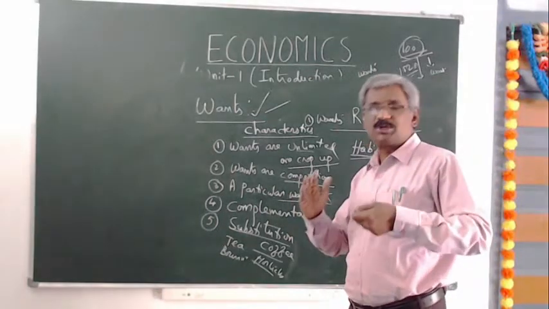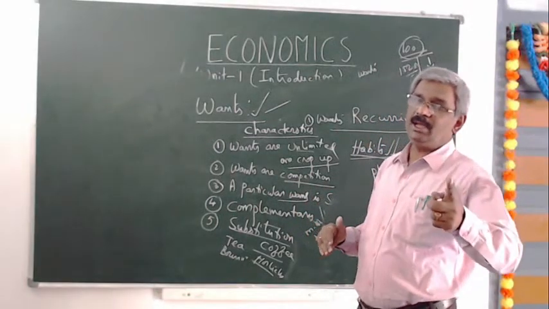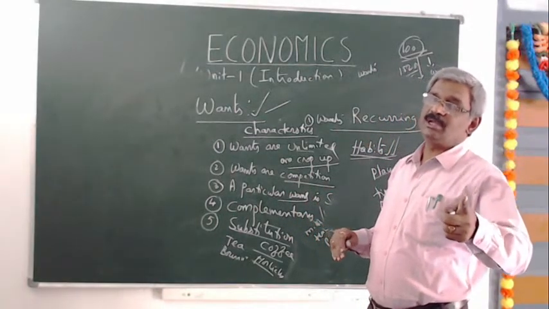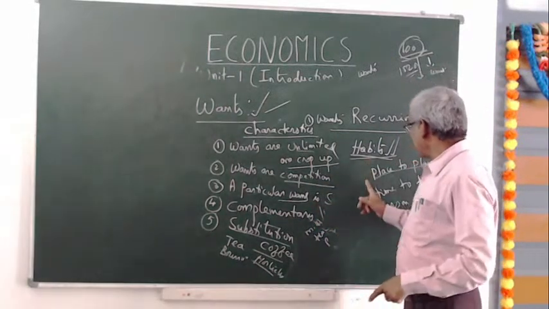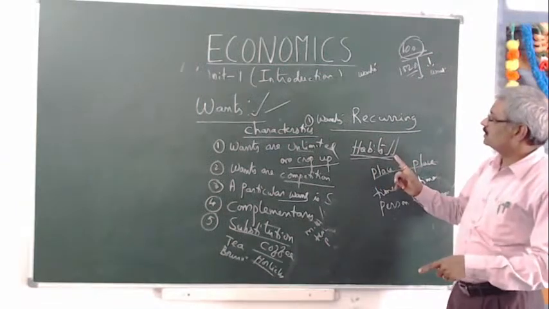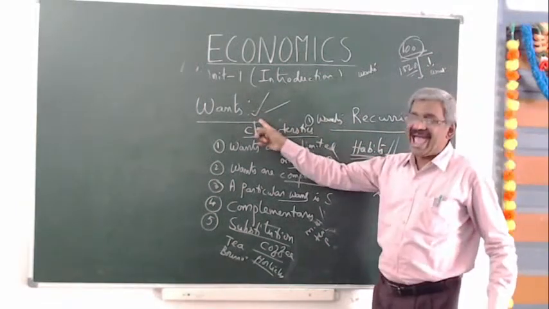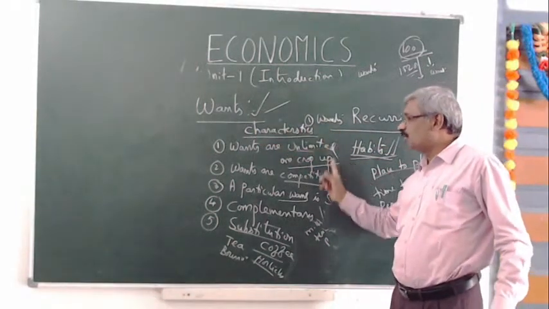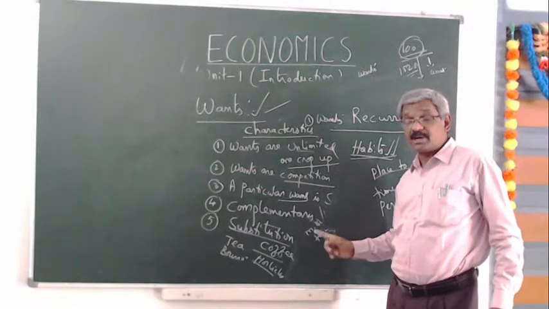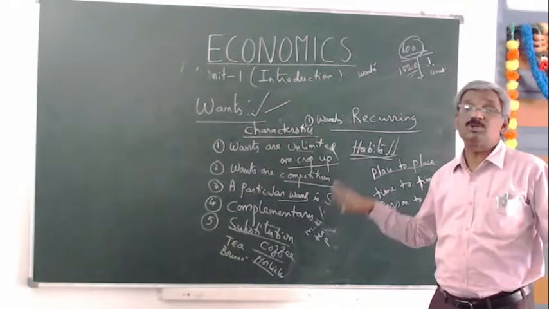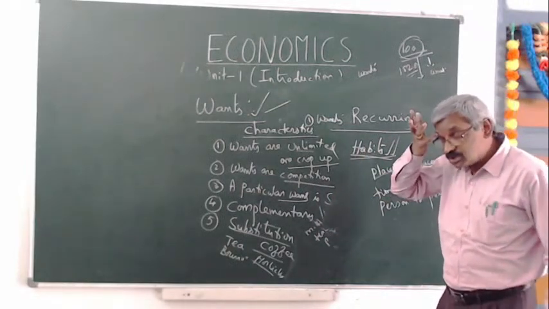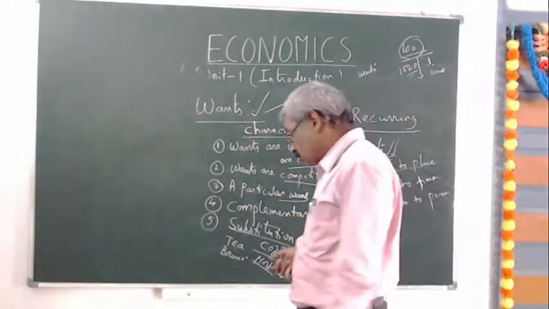So this is the most important. What are the types of utility is a very important 5-mark question in the first chapter. And sometimes in the public examination they ask, what are the characteristics of human wants? So this is also a very important 5-mark question in the first chapter. These two questions are very important in the first chapter, 5-mark questions.